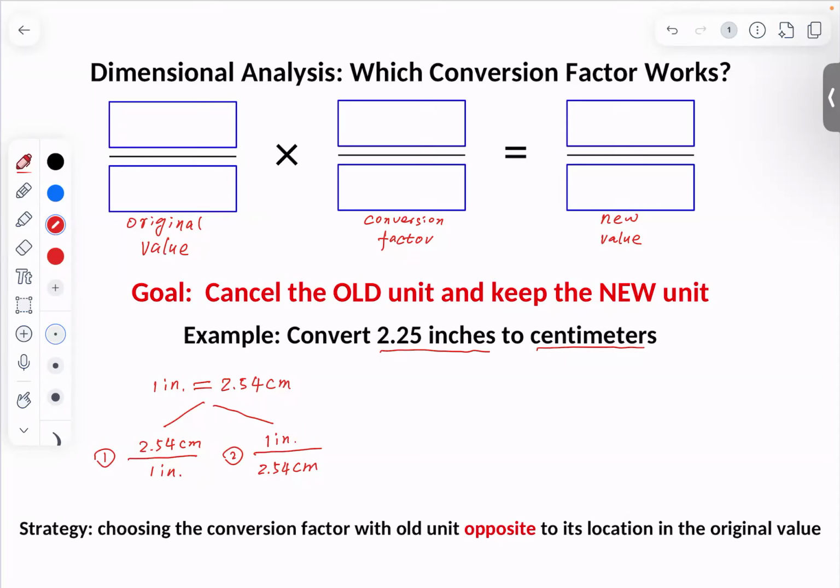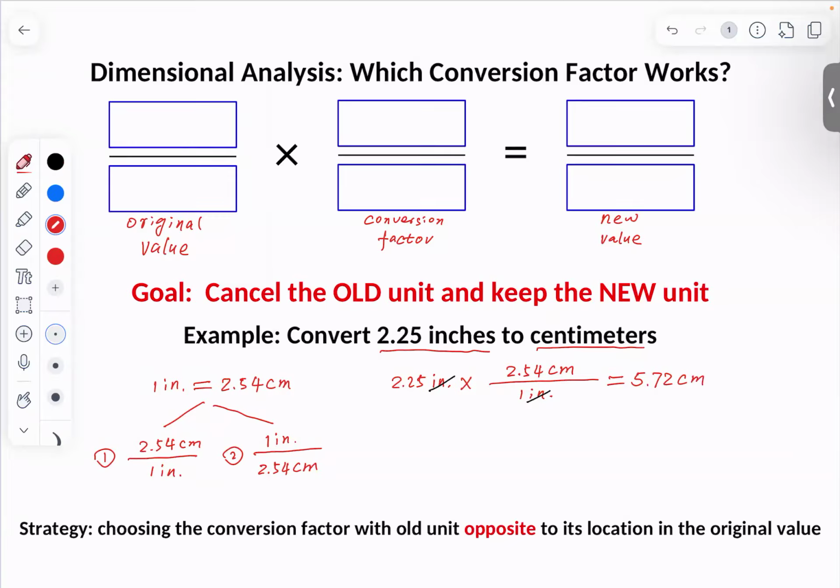If we choose the first one, we're going to multiply 2.25 inches by 2.54 centimeters over 1 inch. In this case, we can cross out inch to end up with centimeters. Finally, we multiply 2.25 by 2.54 centimeters to give us 5.72 centimeters.